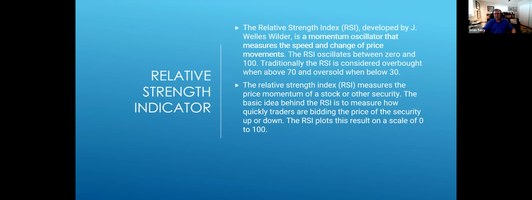This is one of my favorites, the relative strength index. It's kind of the same theory. We're looking for overbought or oversold conditions. So the relative strength index, it's a momentum oscillator, and it really measures the speed and change of price movements, and it will give us a rating somewhere between 0 and 100.